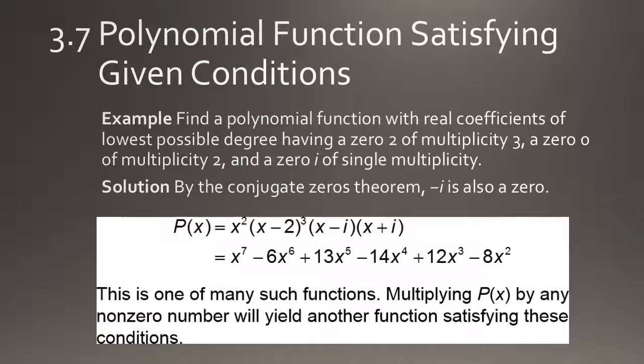And then all that's left is to multiply this mess out, and we get x to the 7th minus 6x to the 6th, plus 13x to the 5th, minus 14x to the 4th, plus 12x to the 3rd, minus 8x squared. Now this is just one function that would satisfy this, because you could multiply any number except for 0 through everything and have a different function that will meet these conditions. So this is the most basic function that you can get that meets the requirements.